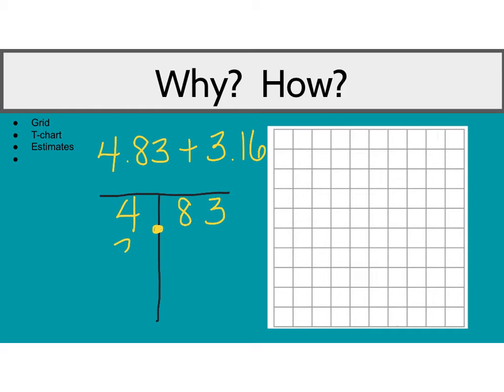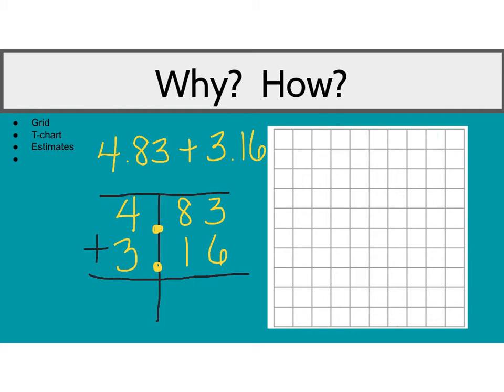I'm going to place it underneath. Put my decimal point, write my 1, write my 6. Then we're going to place the line underneath, just like we were adding regular numbers, except we're going to do it within a T-chart. Okay, so we're going to add, just like we would add regular numbers.